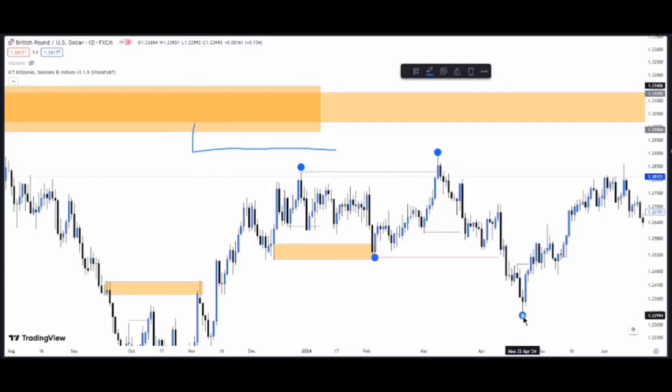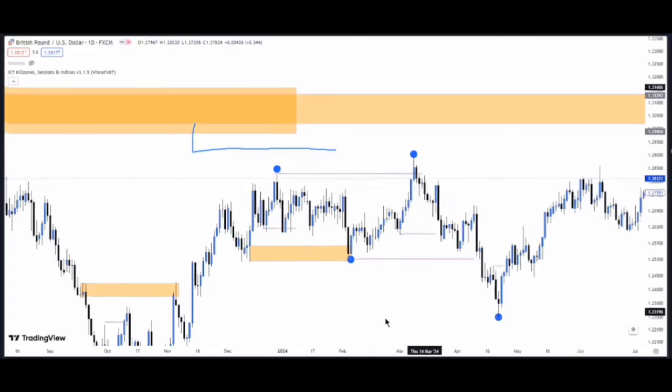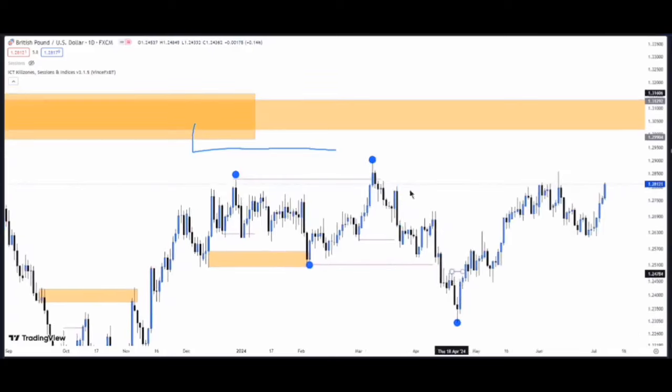Please remember, all these are internal structures. I'm just telling you why this movement happened. These are internal structures. So now inducement has been taken. This is your internal structure high, internal structure low. So after inducement has been taken, where is your area of interest?